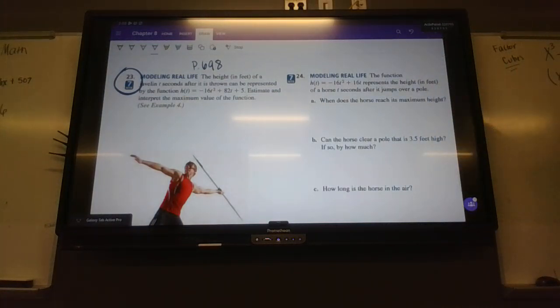So we saw an arch, we saw a cable of a bridge, and now we're looking at a javelin being thrown. This is the equation of the javelin being thrown. What is the maximum height? What is the highest point of this javelin?